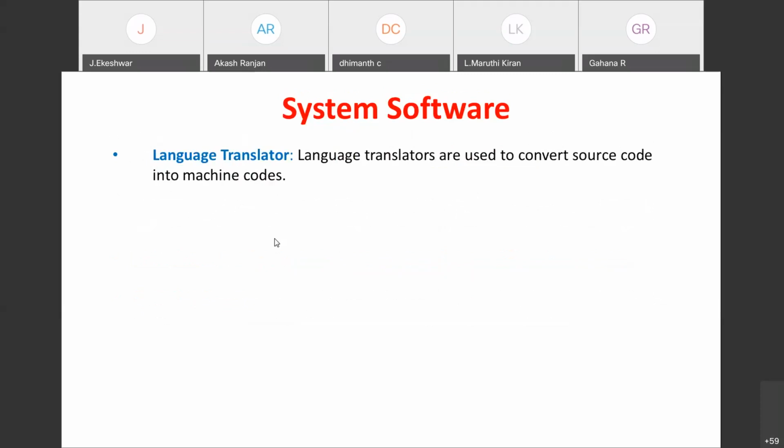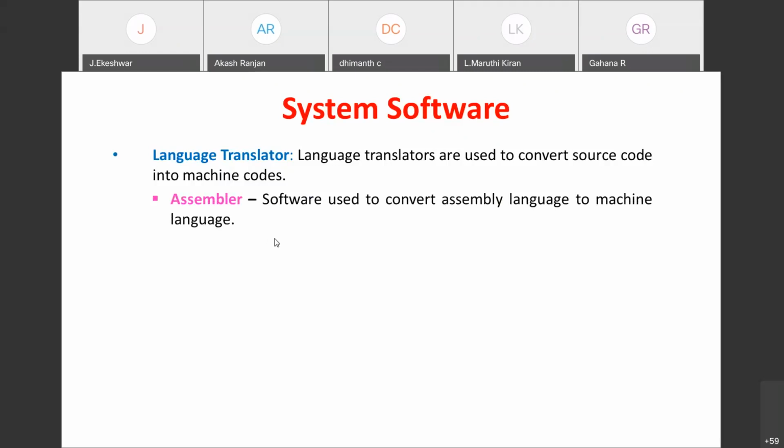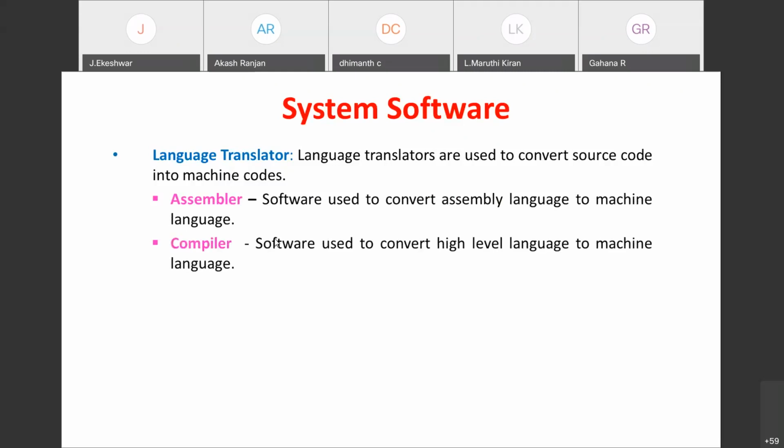Machine code means binary form, zeros and ones. A program which is responsible for doing the translation or conversion of the source code to the machine code is called the translator program. A few translators can be listed, say assembler. Assembler is a system software, or you can call assembler a language translator, which converts assembly language program to machine language. So this is one translator program.